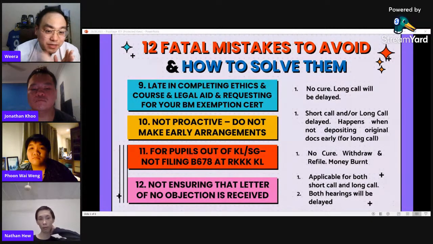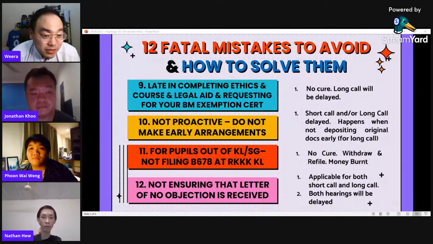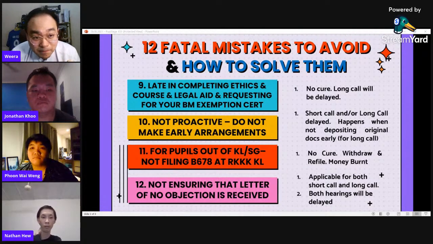Okay, please remember this. Okay, number 10. Number 10 is very simple. Not being proactive. Do not make early arrangements. Early arrangements here is very special because it's actually in relation to the MCO 3.0 which we are facing right now. Okay, to go to RKKK, you need to make an appointment.